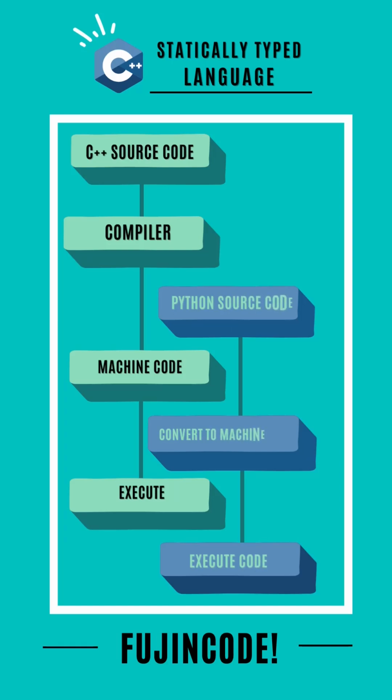Now, let's look at Python. As you can see, we also have the initial stage of writing Python code, but the process is slightly different. Once you've written your code, it goes through an interpreter that reads and executes the code on the fly. The code is executed and the results are produced. As you can see, the main difference between C++ and Python is that C++ is compiled into machine code before execution, and Python is interpreted and executed directly by the interpreter.